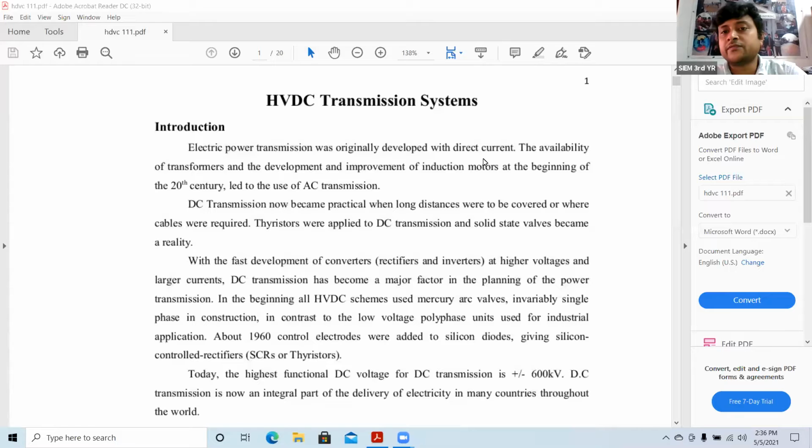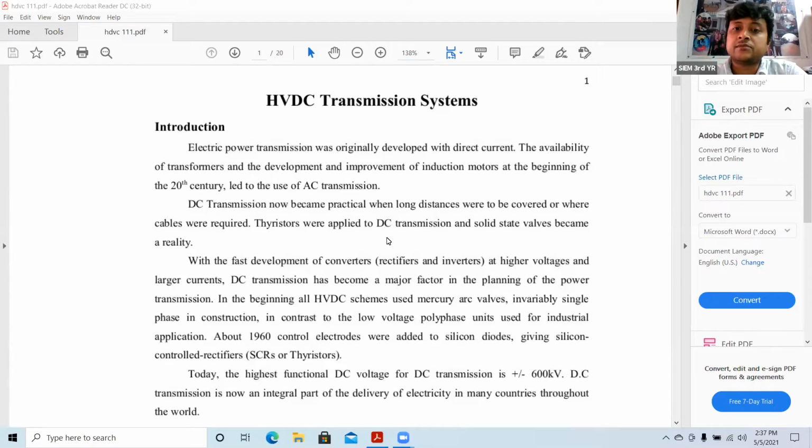Originally developed with direct current, right? The availability of the transformer and the development and improvement of induction motors at the beginning of the 20th century led to the use of AC transmission. DC transmission has now become practical when long distances are to be covered or where cables are required, as we have discussed in our old slides.